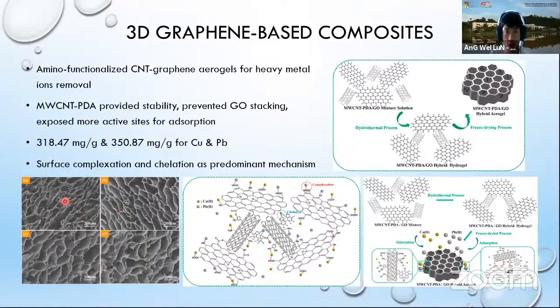It shows the structures of these aerogels. You will notice that it's a very highly porous structure. Okay, so a lot of pores here means that water can go into the porous structures, and then the pollutants will have more opportunity to be captured by the graphene aerogel.